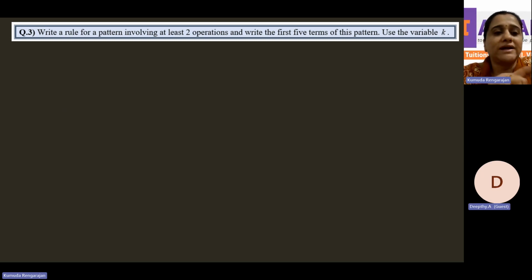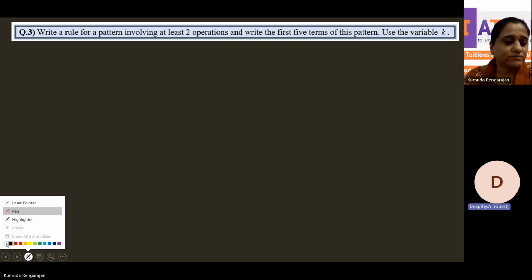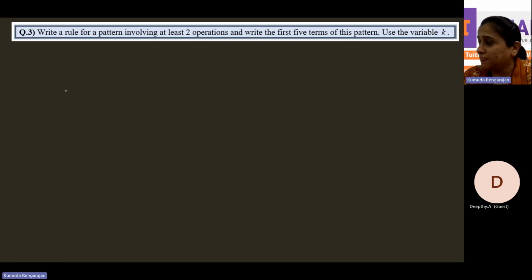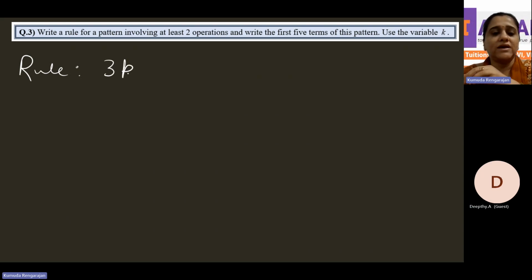That's the question. Write a rule for a pattern involving at least 2 mathematical operations and write the first 5 terms of the pattern. Use the variable k. So, what's the pattern? No, you will understand when I write the answer. So you can just create some random rule like 3k minus 1.